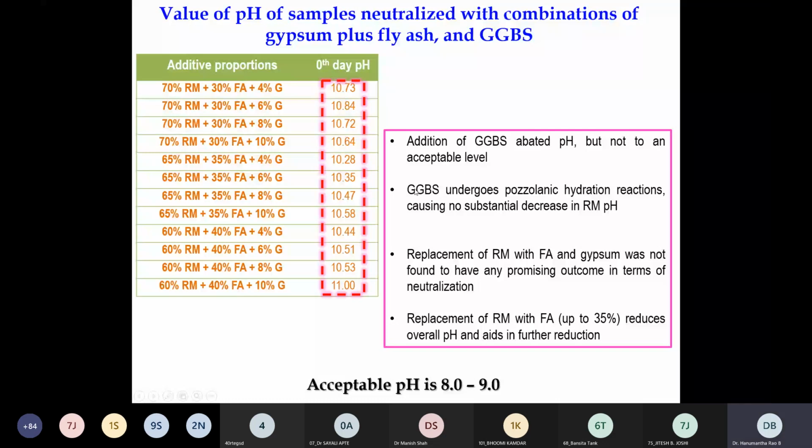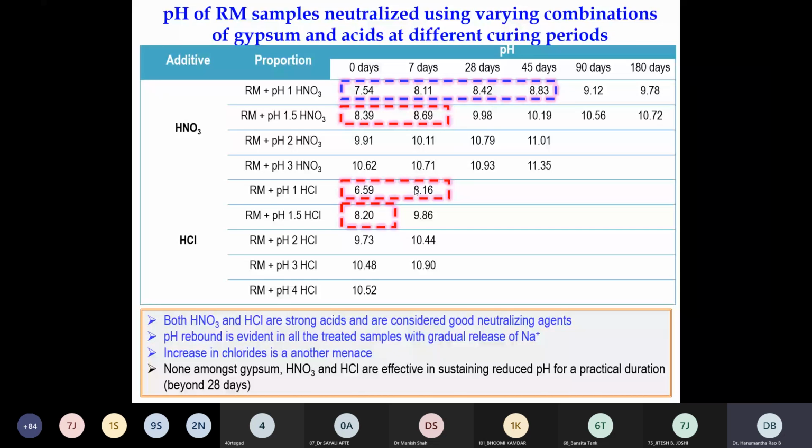So then the performance of other inorganic acids like HNO3 and HCl. Here you can see one of the peculiar phenomena that we were able to determine is when we have mitigated the pH from above 11.5 to an acceptable range of below 8. Now here you can see the addition of HNO3 at pH 1, 1.5, 2 and 3, and HCl at pH 1, 1.5, 2, 3 and 4.